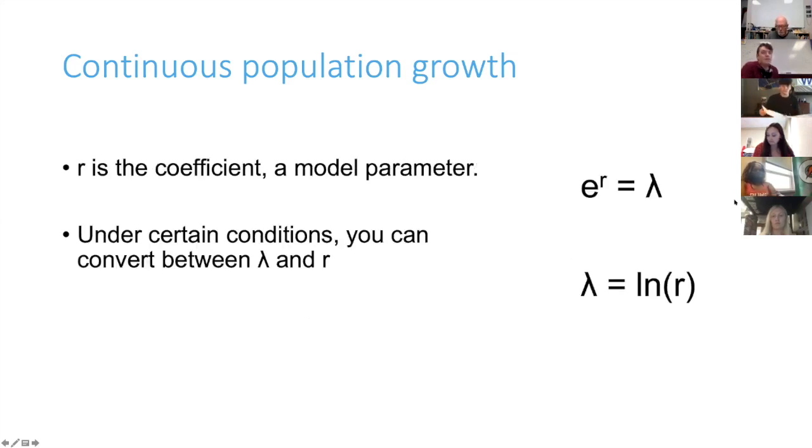So how do we get from the finite rate of increase to this instantaneous rate of increase? Well, under certain conditions, which we're meeting here, a simple exponential growth model in a closed population, you can convert between these two. The finite rate of increase, lambda, is equal to e, 2.718, raised to this value r, or r is the natural log of lambda. So if you know one, you can figure out the other.